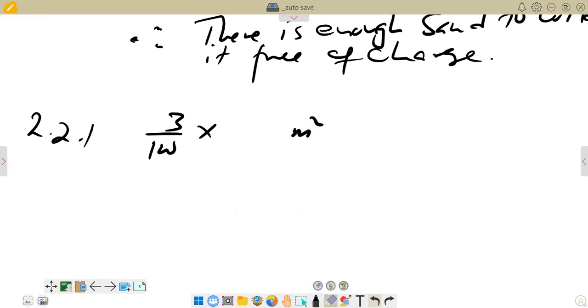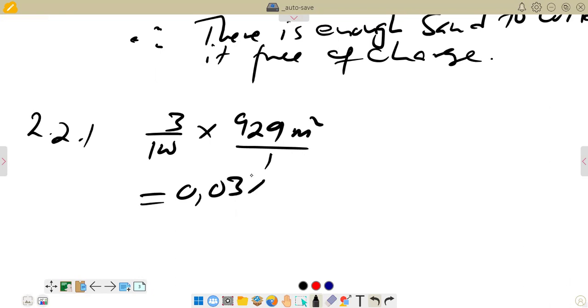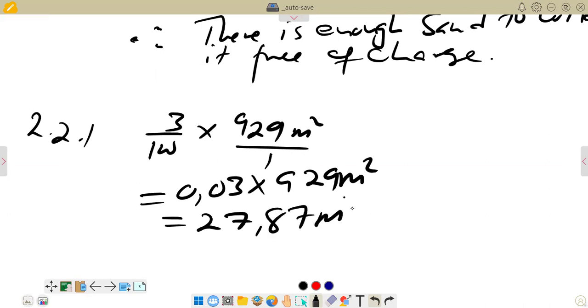So here we have 929. Obviously, 3 over 100 is a decimal, so we convert it to 0.03. Then we multiply by 929 square meters. And then if you multiply it as such, your answer is 27.87 square meters. So this is what we have.